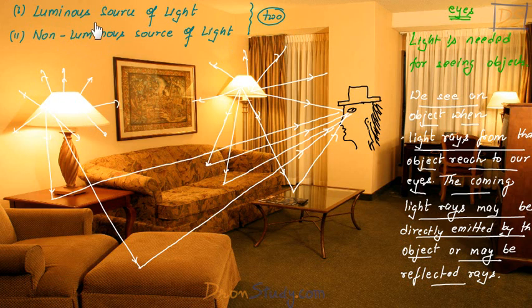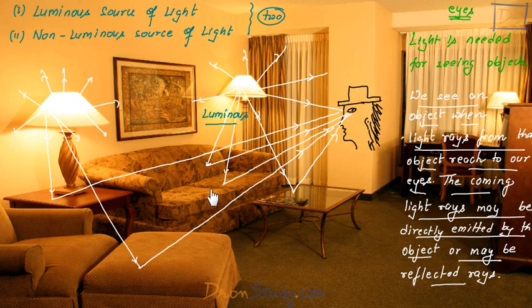Now see students, what is the difference between these two? Think about this lamp. This lamp emits its own light. Right, students? Its own light. This lamp also emits its own light, right? So this lamp will be called a luminous source of light. So this lamp is a luminous source of light because it emits its own light rays.